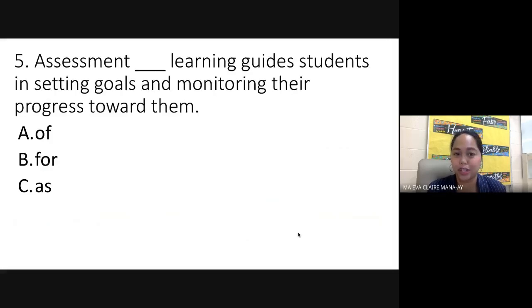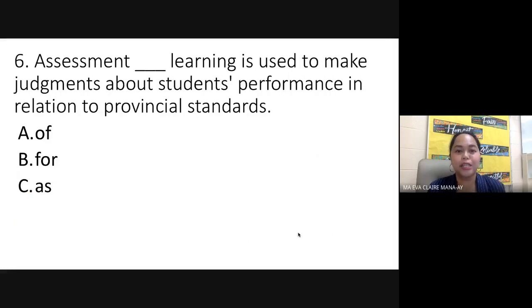We go to question number 5. Assessment blank learning guides students in setting goals and monitoring their progress toward them. Since we have students assessing their own learning, this is letter C, assessment as learning. Question number 6. Assessment blank learning is used to make judgments about students' performance in relation to provincial standards. These are big assessments, and we know that this is letter A, assessment of learning.